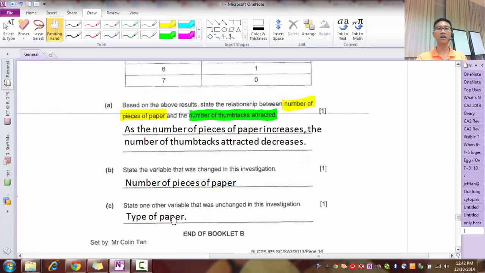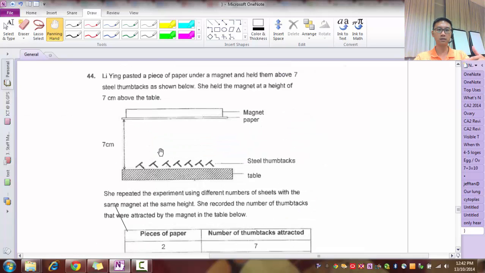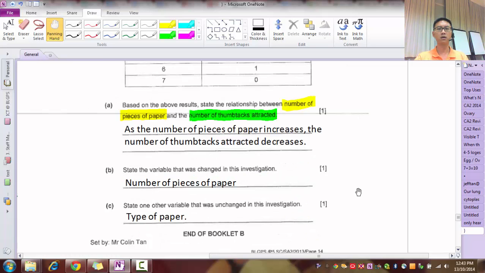And one other variable that was unchanged, so there are many types of variables that were unchanged: type of paper, type of thumbtacks, the distance between the magnet and the paper. So any other variable. Okay.